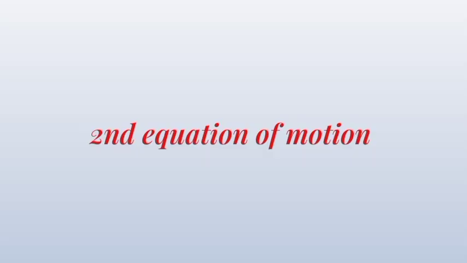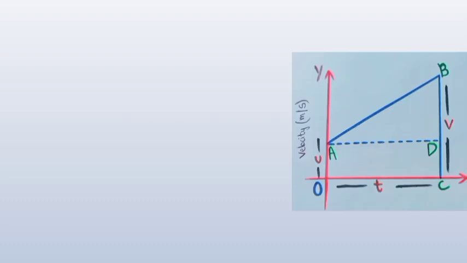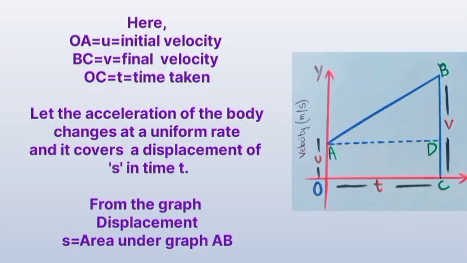Second equation of motion, also known as the position-time relation. In the velocity-time graph, you can observe that u is the object's initial velocity and v is the final velocity. a is the acceleration produced in the body. The area is enclosed by the velocity-time graph. Here OA equals u, the initial velocity. BC equals v, the final velocity. OC equals t, the time taken.